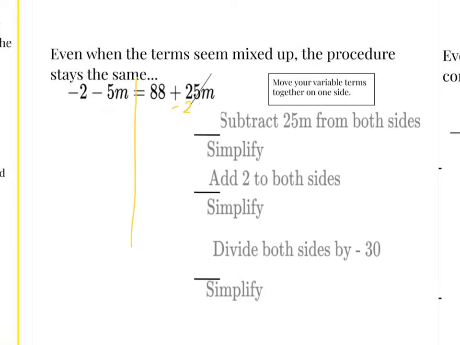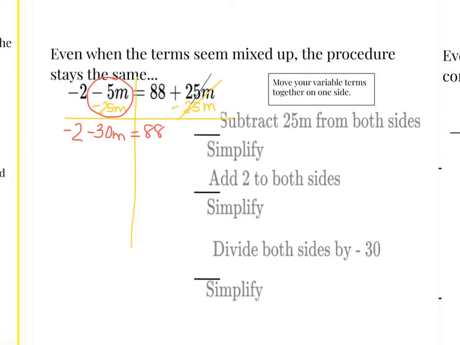Now subtract the whole term. I'm canceling off that whole term. Line it up over here, so minus 25m. Starting on the far left, I have the negative 2, so I'm going to bring that down so I don't forget about it. Now right here, that says negative 5m minus 25m. That's going to give me negative 30m equals 88, and that's all that's on that side.